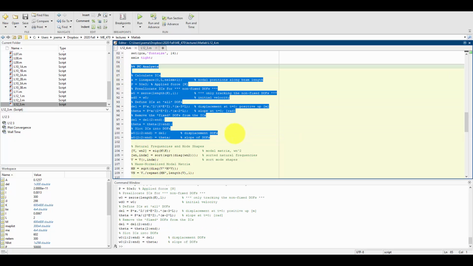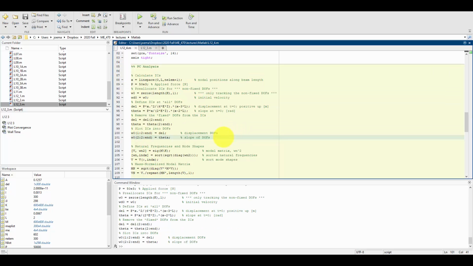So I'm dwelling on this a little bit because this is certainly a confusing part of making sure we're tracking only the degrees of freedom that we don't know when we go into our principal coordinate analysis. We did not have to worry about this when we were in Unit 2 because we didn't have to worry about fixed degrees of freedom, but now going from the finite element into our multi-degree of freedom system, that is going to be a concern.